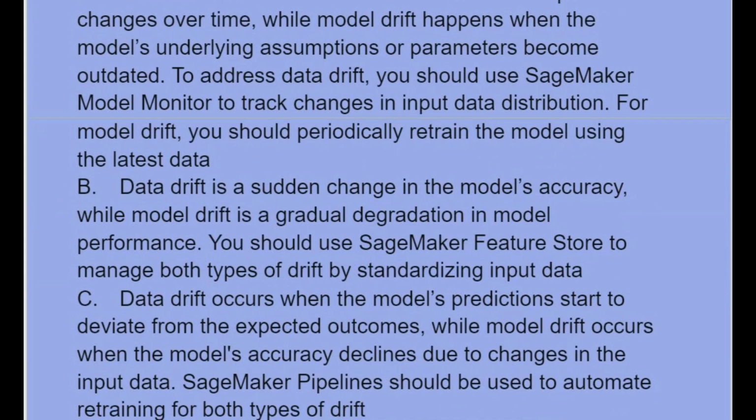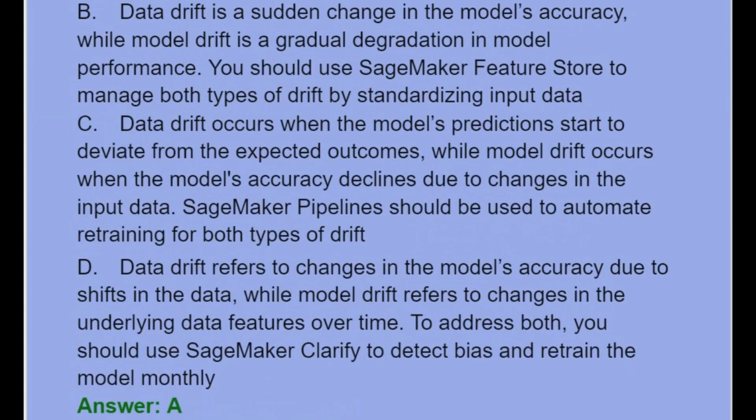Option B, data drift is a sudden change in the model's accuracy, while model drift is a gradual degradation in model performance. You should use SageMaker features to manage both types of drift by standardizing input data. Option C, data drift occurs when the model's predictions start to deviate from the expected outcomes, while model drift occurs when the model's accuracy declines due to changes in the input data. SageMaker Pipelines should be used to automate retraining for both types of drift.